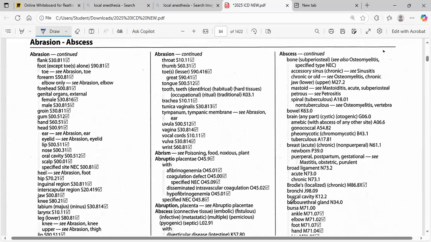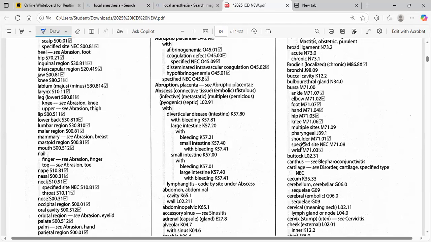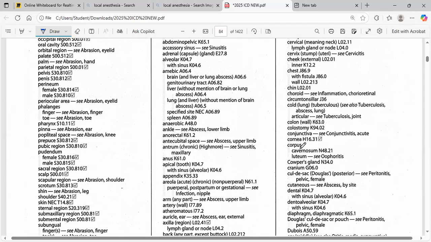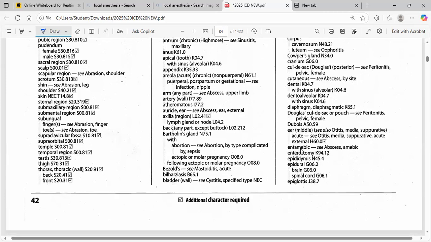Bladder. Here we go. Here we have the bladder, which tells us that we have to refer cystitis, then specified type NEC. So first we have to refer the cystitis, then we have to refer the specified NEC. So let's try to find out the code for the cystitis.